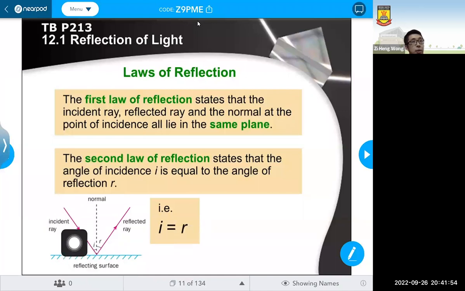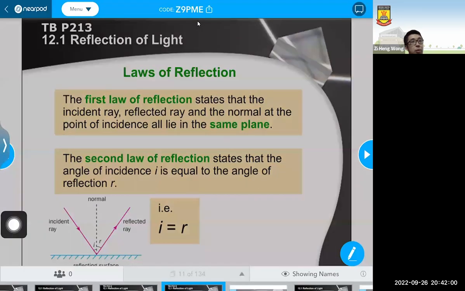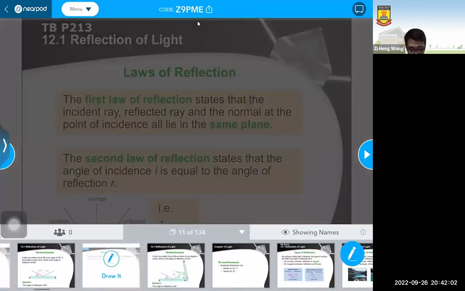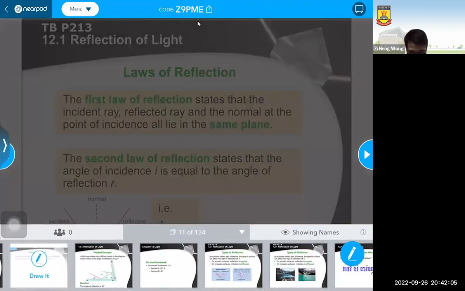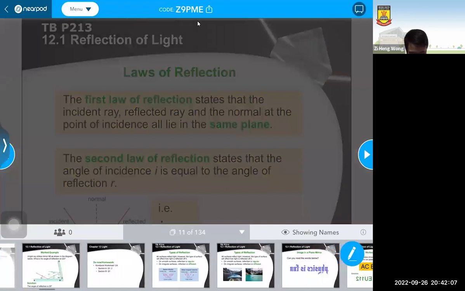Sometimes the trick is they will give you the angle at the other side. Then you have to calculate and make sure that it's 90 minus that, whatever it is. So the examples I think are key, because the reflection is quite straightforward.